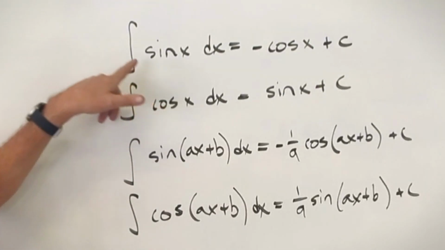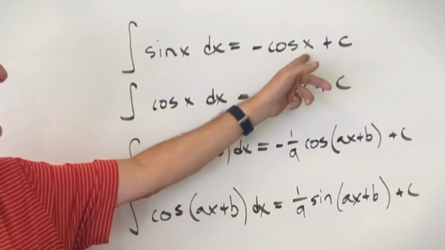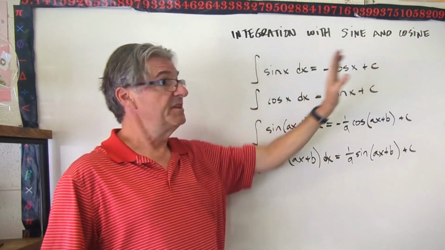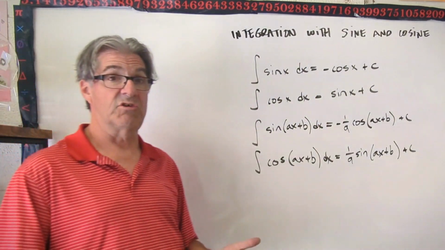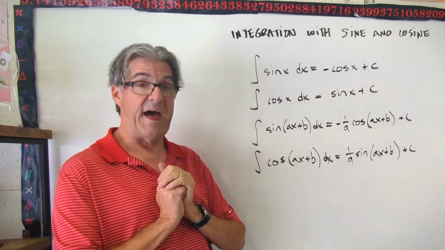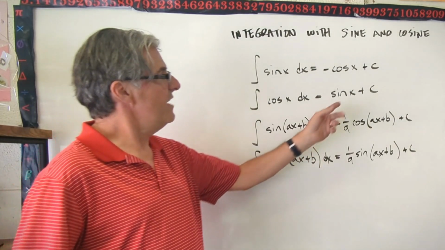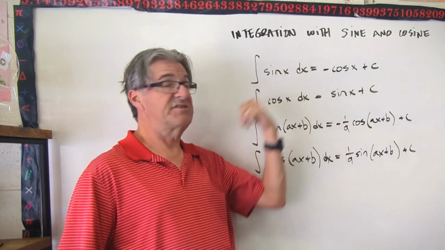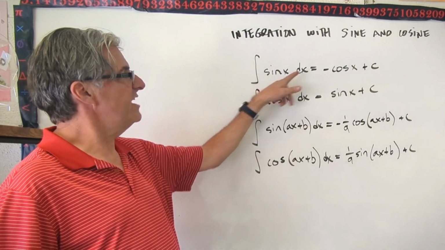So check this out. The integral of sine x dx is minus cosine x plus c. We're back in that zone. These are indefinite integrals. We don't have any range for our integration, so we have to remember to throw that plus c on there. And here's how you can see that. If I take the derivative of minus cosine x, I get positive sine x. So that's the integral of sine x dx.